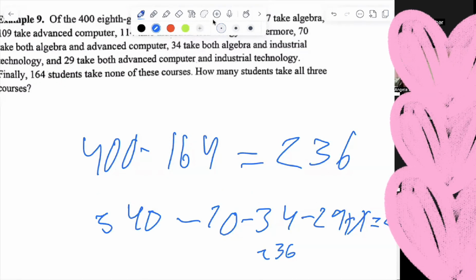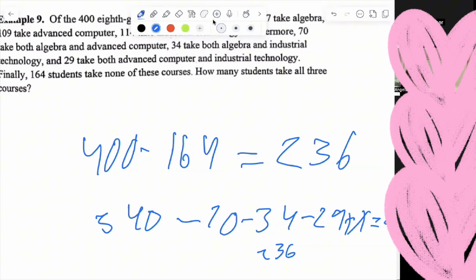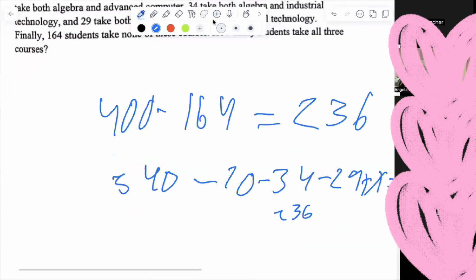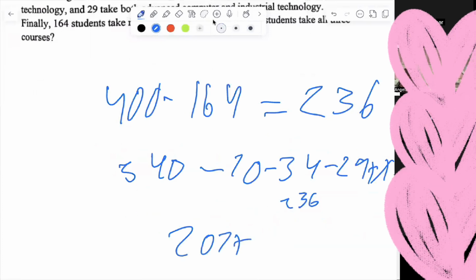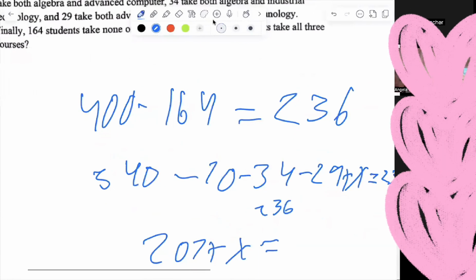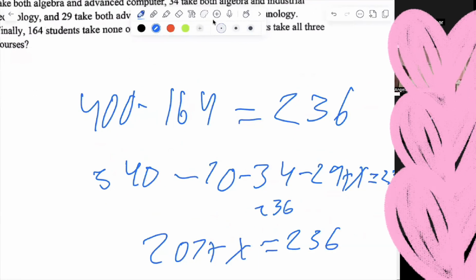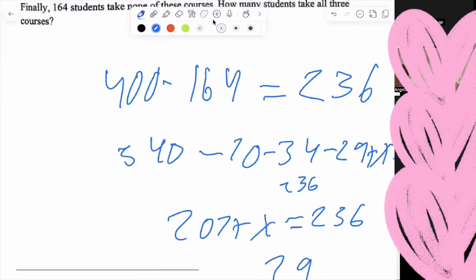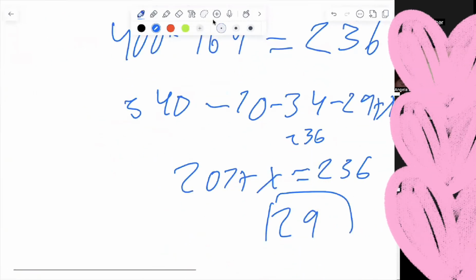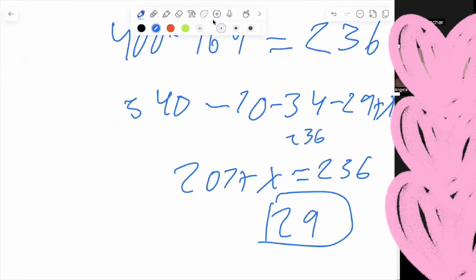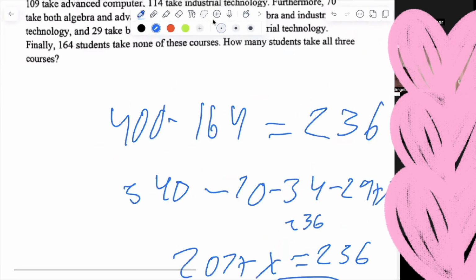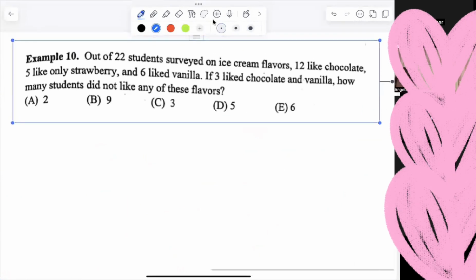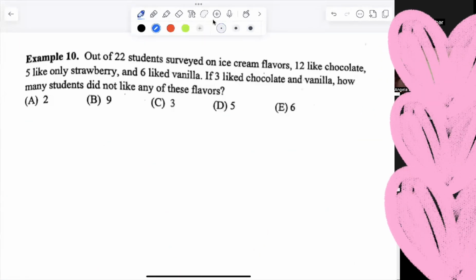And then we have to subtract 29. This gives us 207. So we're left with 207 plus x is equal to 236. And from there, we get that x is 29. So the answer to this question is 29. All right? Let's move on to problem 10. Have a try on this question and tell me your answer in chat.